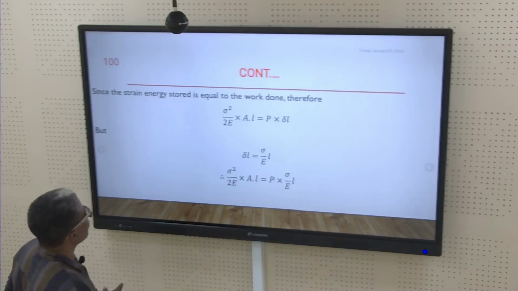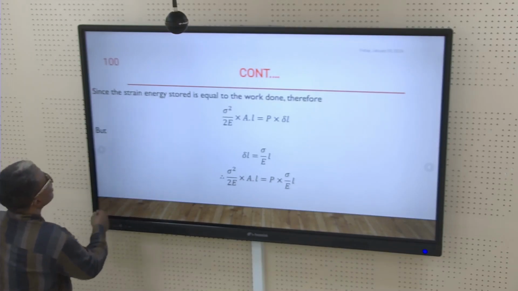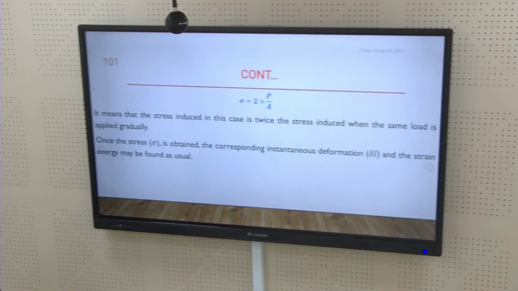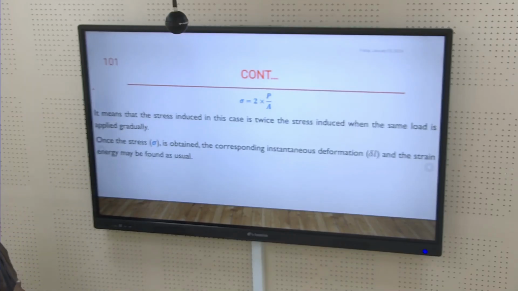This will be our formula for the load applied suddenly. It means that the stress induced in this case is twice the stress induced when the same load is applied gradually. If you compare to the load that has been applied gradually, it will be doubled. And once the stress is obtained, the corresponding instantaneous deformation and the strain energy may be found as usual.